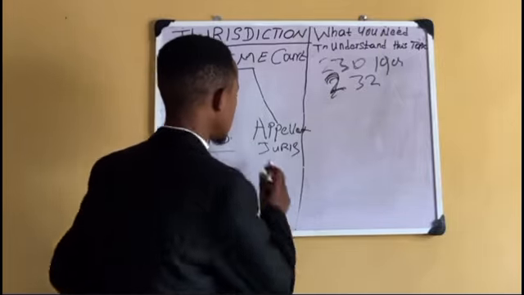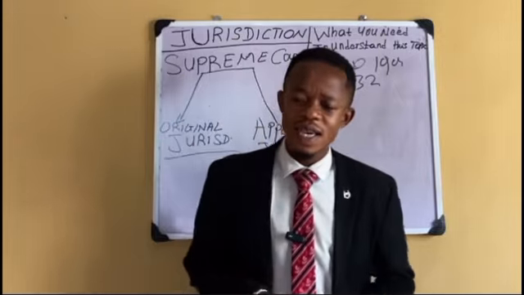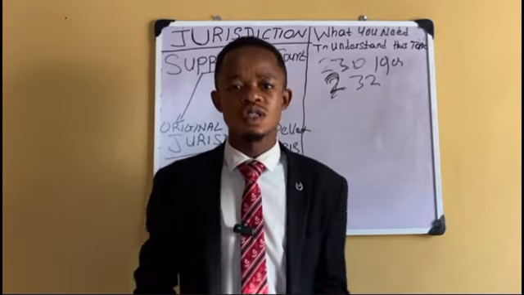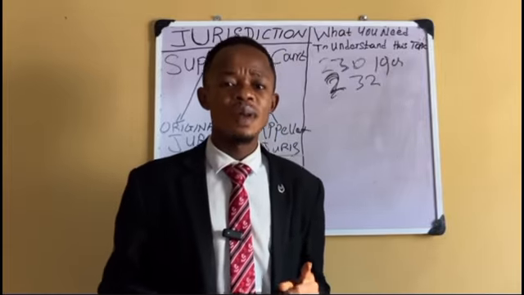Then when we talk about appellate jurisdiction, it is to the effect that the court of first instance has ruled. Which court should come in, assuming one of the parties is not satisfied? That is where the issue of appellate jurisdiction lies.